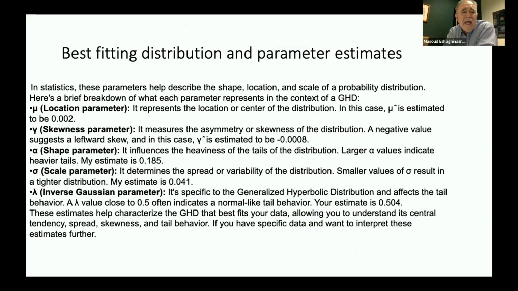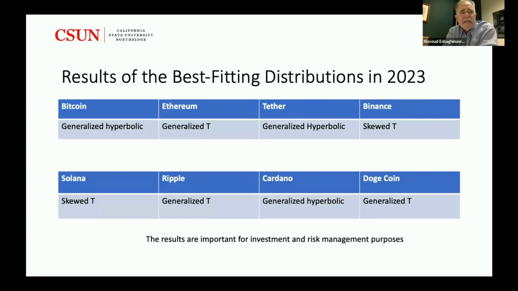In this case, I want to show you the best fitting for the variable and parameters. This is again the result of the best distribution in 2023: generalized hyperbolic for Bitcoin and Ethereum, and generalized T for Tether. All of this is important for risk management.